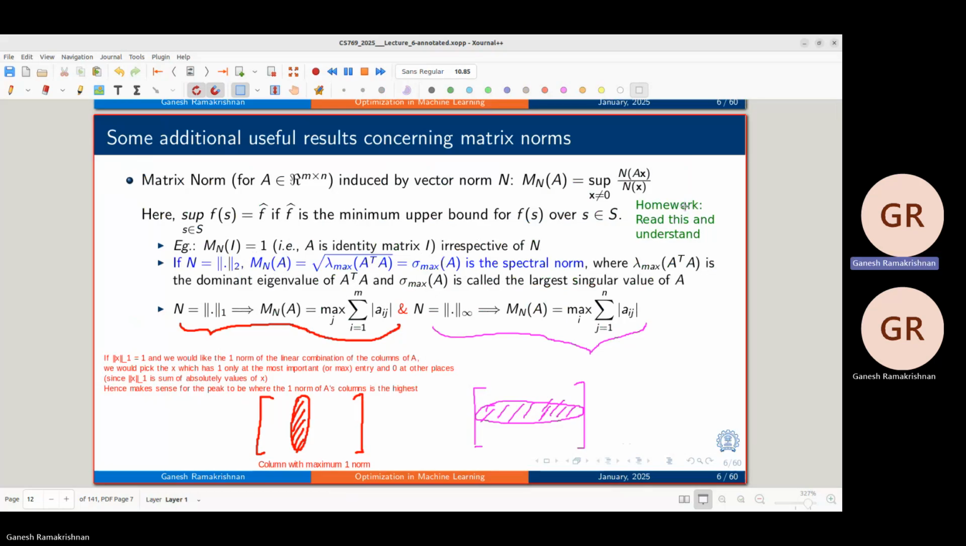If you take the infimum instead of supremum of this form, will it be a convex function? Is that your question? Not necessarily, there's a caveat there. We can discuss offline. Yeah, minimum is not convex.